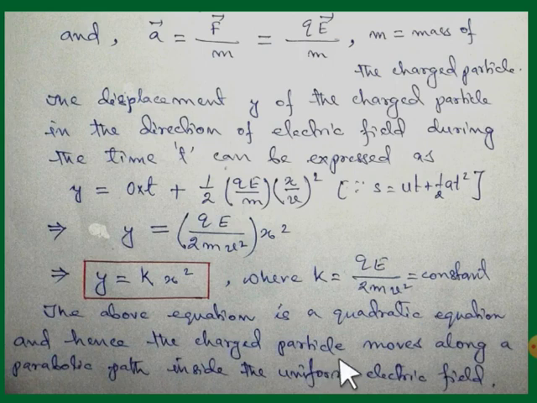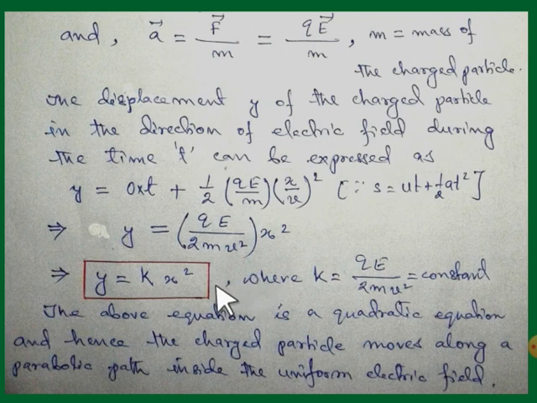inside the uniform electric field E. So what happens when a charged particle is placed inside the electric field? A stationary charge inside the electric field E will experience a force, the Lorentz force, and that Lorentz force will be in the direction of the electric field if the charged particle is positive. If it is negative, then it will be directed parallel to the electric field E, but against the direction of the electric field E.